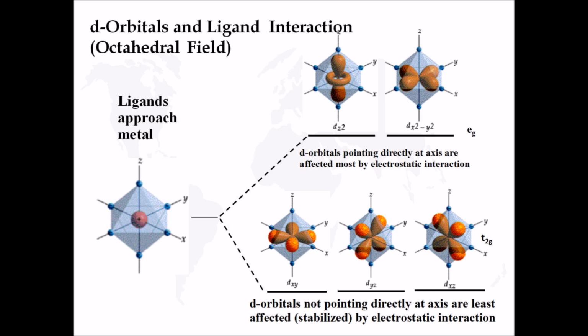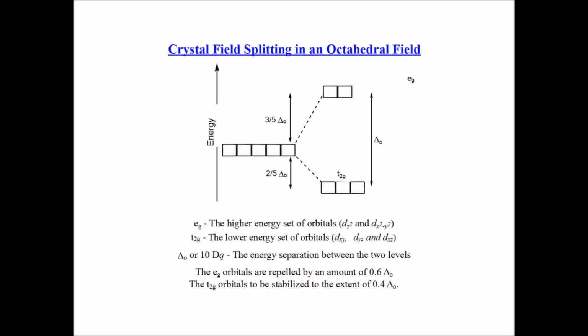Here, the d orbitals split into two sets of orbitals, that is the t2g and eg sets. The energy of the eg set of orbitals is increased because the dx square minus y square and dz square orbitals are pointing towards the axes. The energy of the t2g set of orbitals decreases because the dxy, dyz and dzx orbitals are not pointing towards the axes. They are present in the planes. The energy difference between the t2g and eg sets of orbitals is 10 Dq.